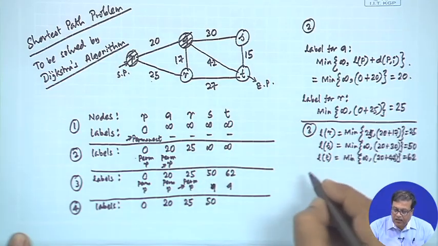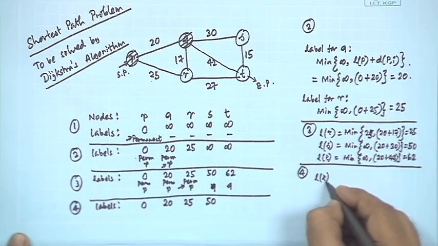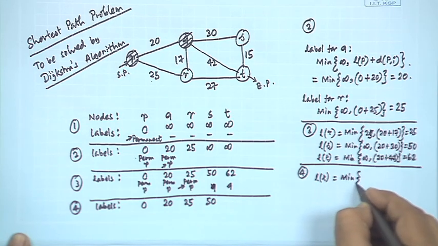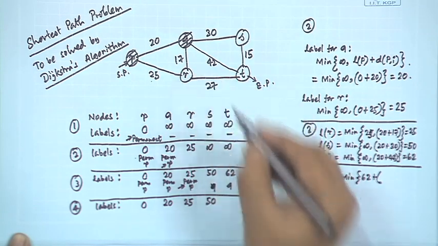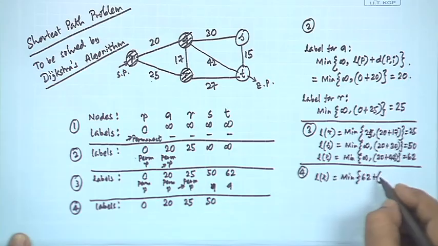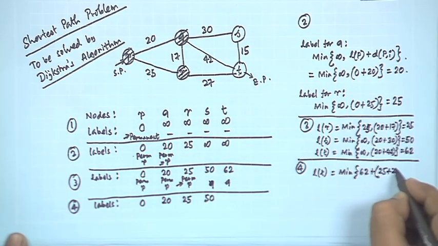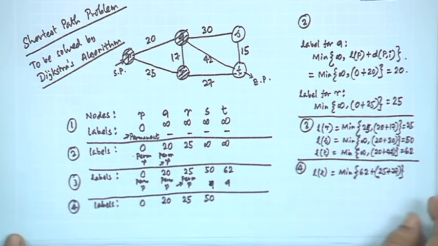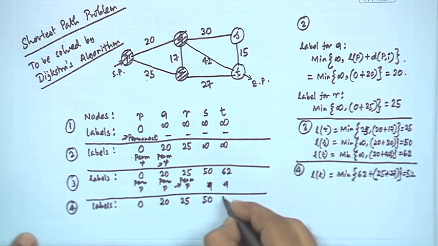What about T? At this level, that is at the 4th round, LT equals the minimum of the current level 62, and the last node to have been made permanent, R, so 25, that is the level of R, plus the distance, that is 27. So, which one is minimum out of 62 and 25 plus 27? It becomes 52. So, now we have LT coming out to be 52.